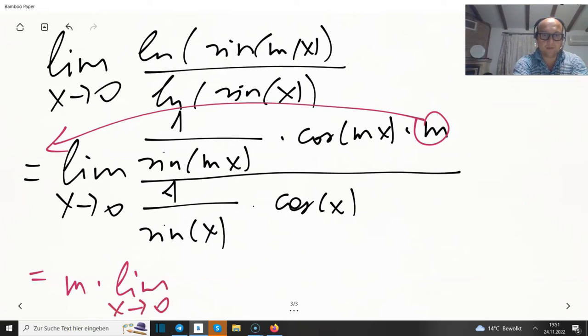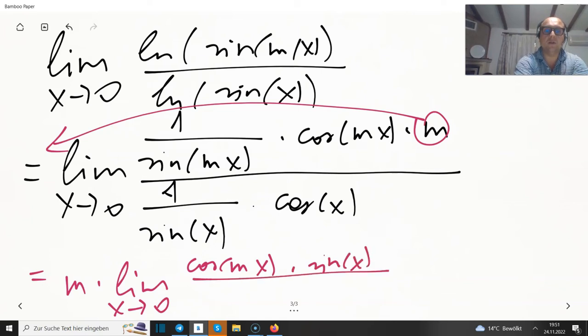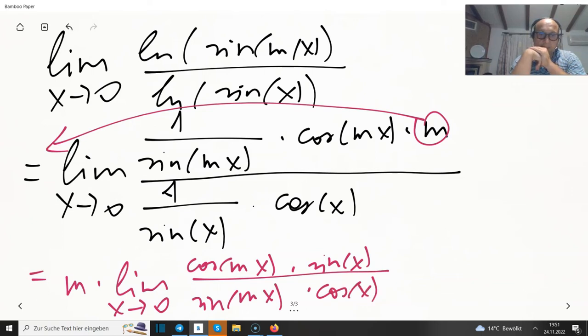So what do we have? We have cosine of mx times sine of x, right? Divided over sine of mx times cosine of x. All right. Does it make sense? I think it's fine. If I would put for x 0 now, I'm still having some troubles.